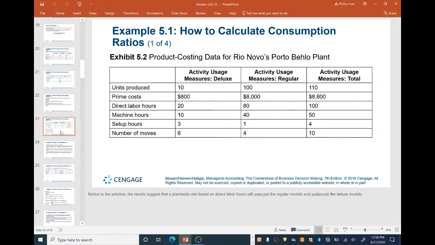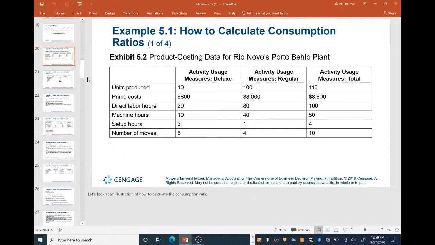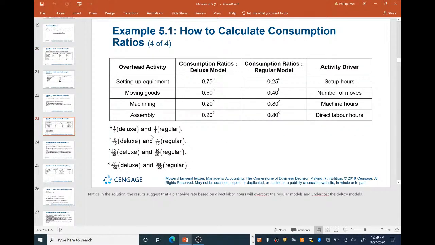So that's where these numbers down here are coming from. Once again, let's look at the moving goods. That's the overhead activity. The activity driver for the moving goods is going to be the number of moves. We can see here for the deluxe, it's a 0.6. So let's go back up here. The number of moves, so 0.6, that's 60%, or 6 out of 10. So there's where your 0.6 comes from. The next one for the regular is 4/10 or 0.4. So we can go back down here and see the 0.4 or the 4/10.